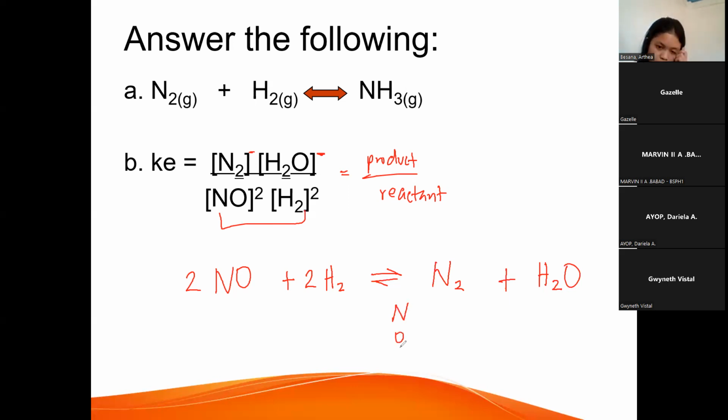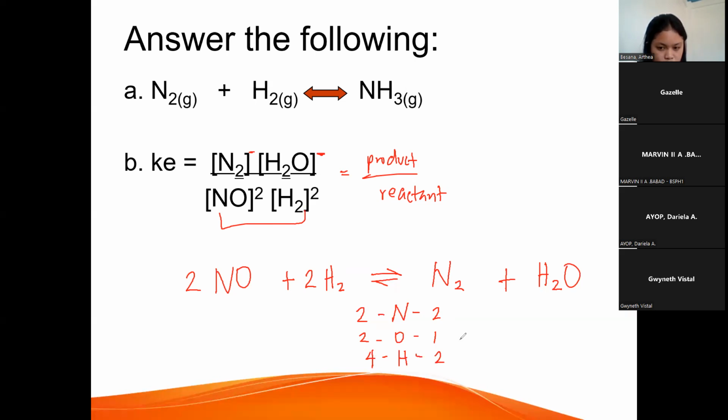N, O, and H. Tatlong elements. On the left side, we have nitrogen 2 times 1, that's 2. We also have 2. For hydrogen, 2 times 2, 4. On the other side, we have 2 nitrogen, 1 oxygen, and hydrogen, we have 2.